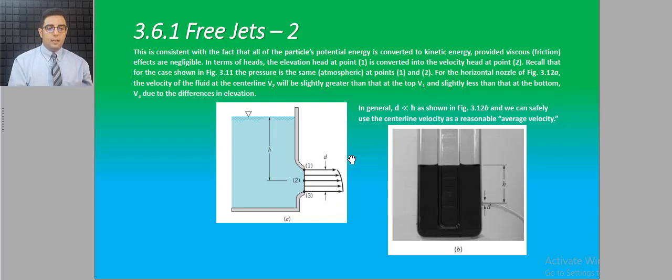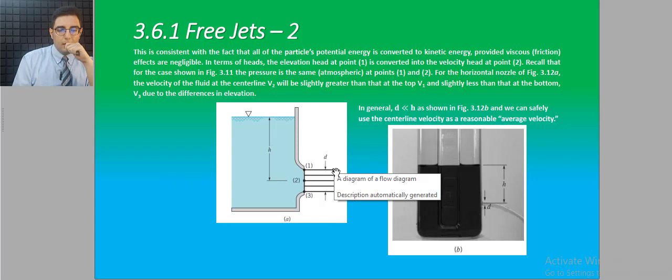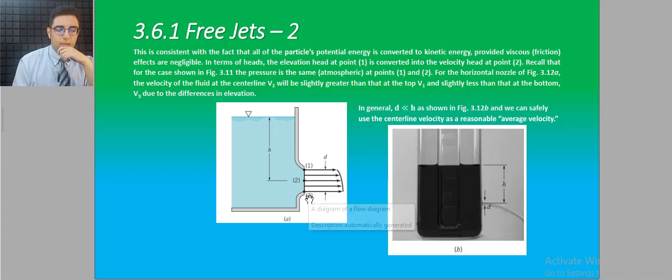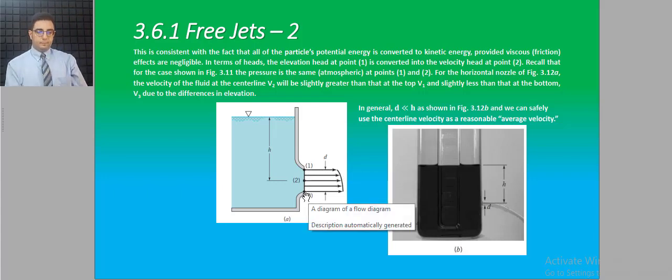If this side is so small compared to this height, we can have the average velocity at the center. So the velocity at point 1 is so much smaller than at point 2 and smaller than at point 3.